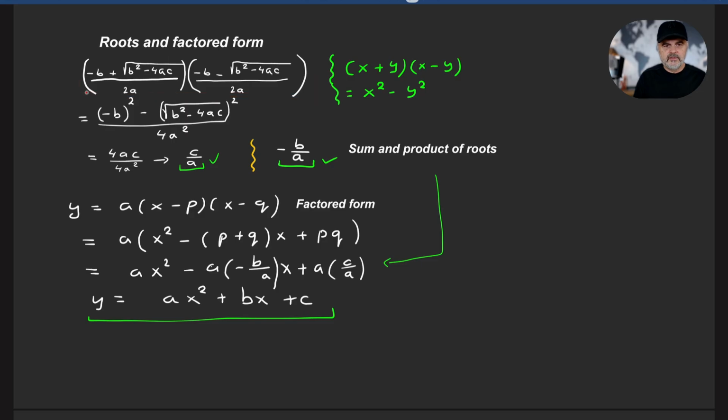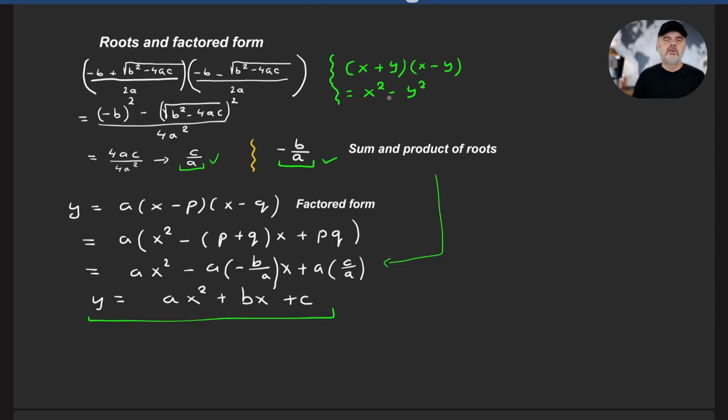When you define a product of these two roots, you have a difference of squares application. You can do the long way, but we have negative b plus the square root, times negative b minus the square root of b squared minus 4ac, which is a difference of squares. If you don't remember it, watch the other videos where we talked about it. This can be quickly resolved into x squared minus y squared.